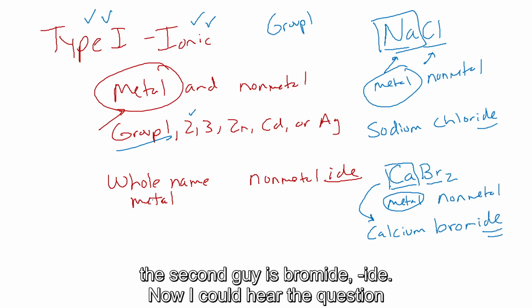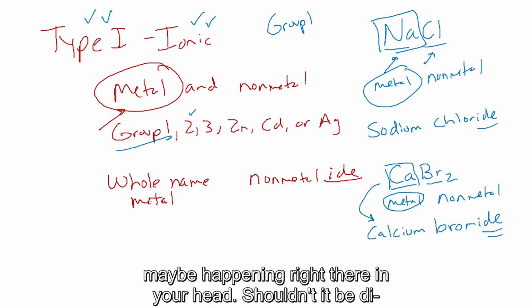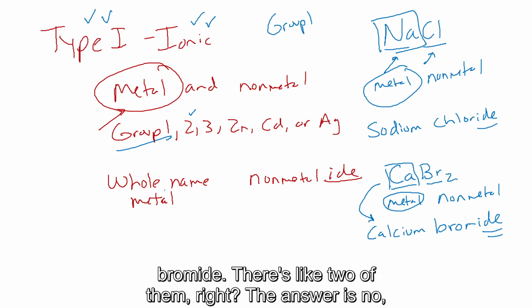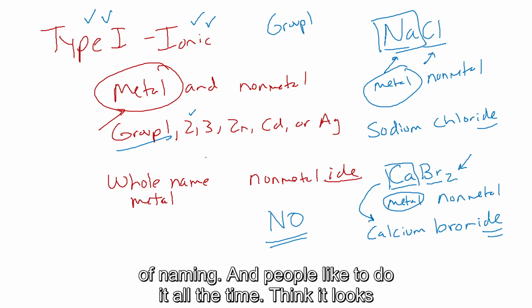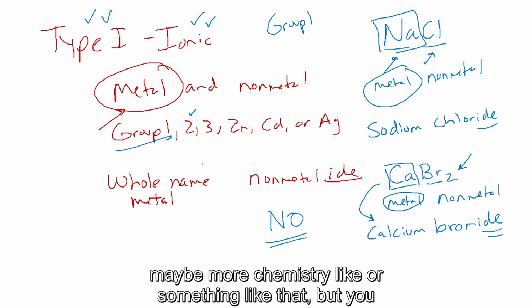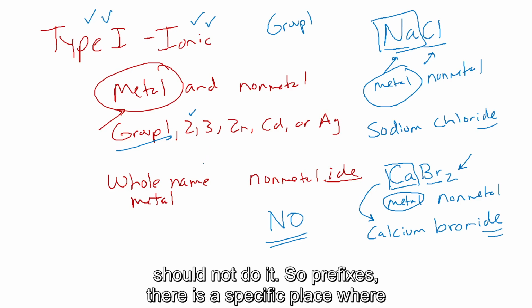Now I could hear the question maybe happening right there in your head. Shouldn't it be dibromide? There's like 2 of them, right? And the answer is no, it should not be. There is no place for prefixes in this type of naming. And people like to do it all the time. They think it looks maybe more chemistry-like or something like that, but you should not do it.